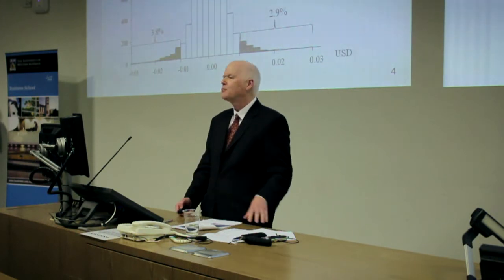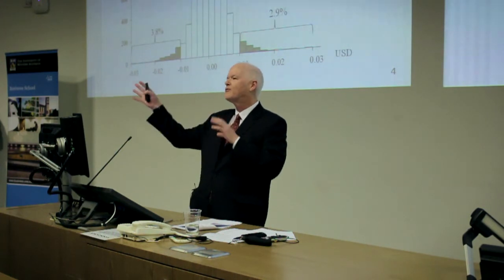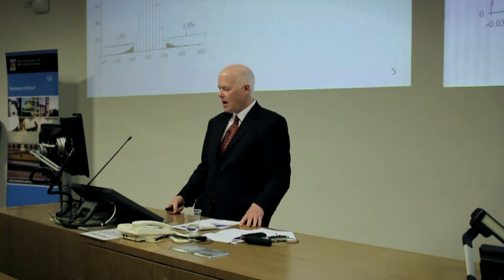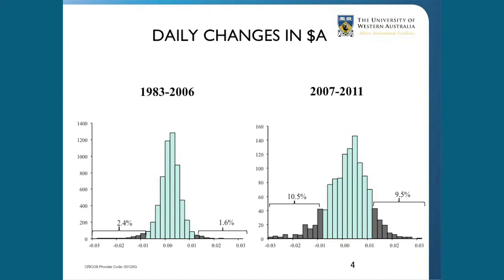Now, if we take this picture, which is for the whole 30 years, and split it into before and after, we can see another way of viewing this increase in the volatility. Here's the same picture, 1983 to 2006, daily changes in the value of the dollar. And here's the same picture for the last 4 years. And we can see from this picture for the last 4 years, there's about 11% probability of the dollar falling by 1 cent or more in a day, and about 10% probability of it increasing by 1 or more cent in a day.